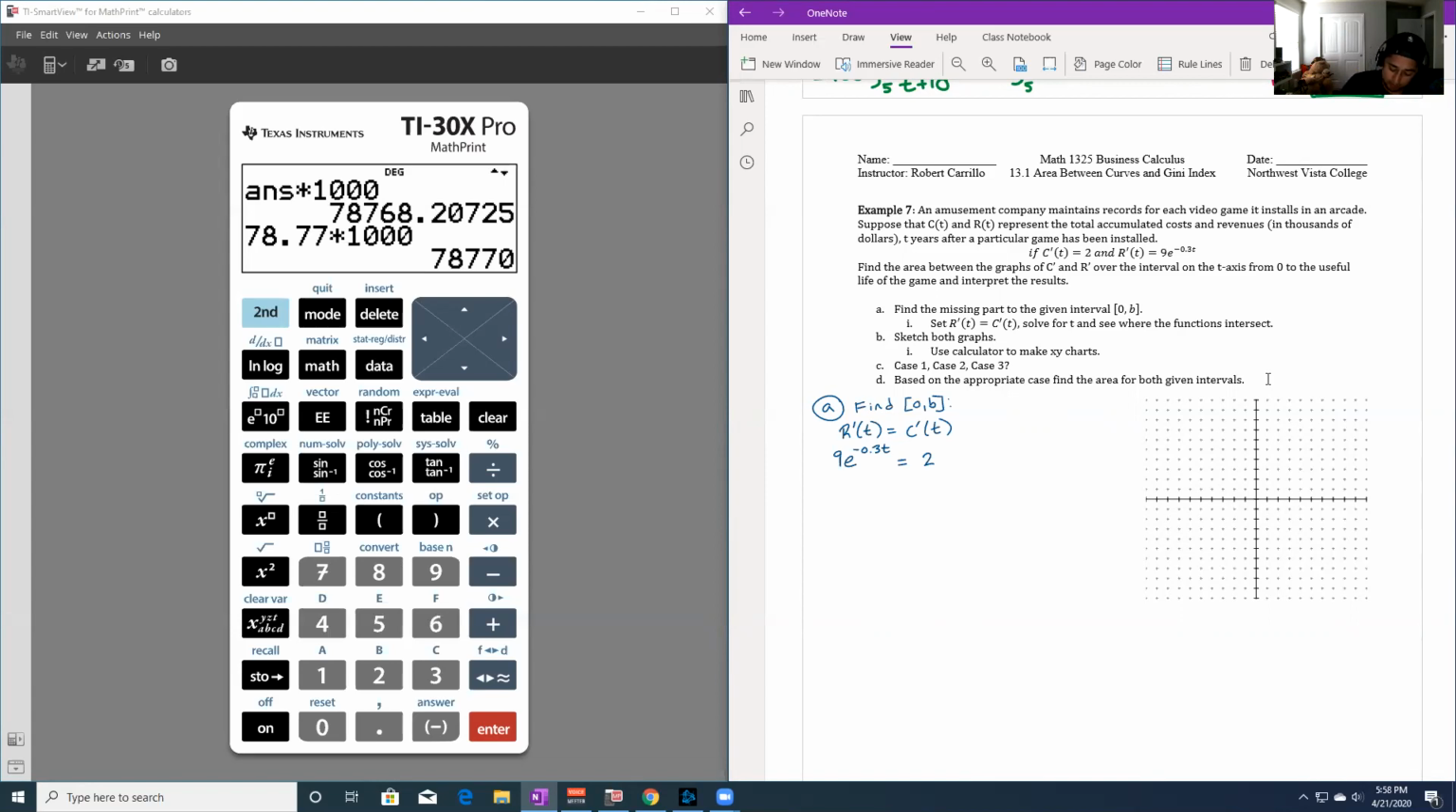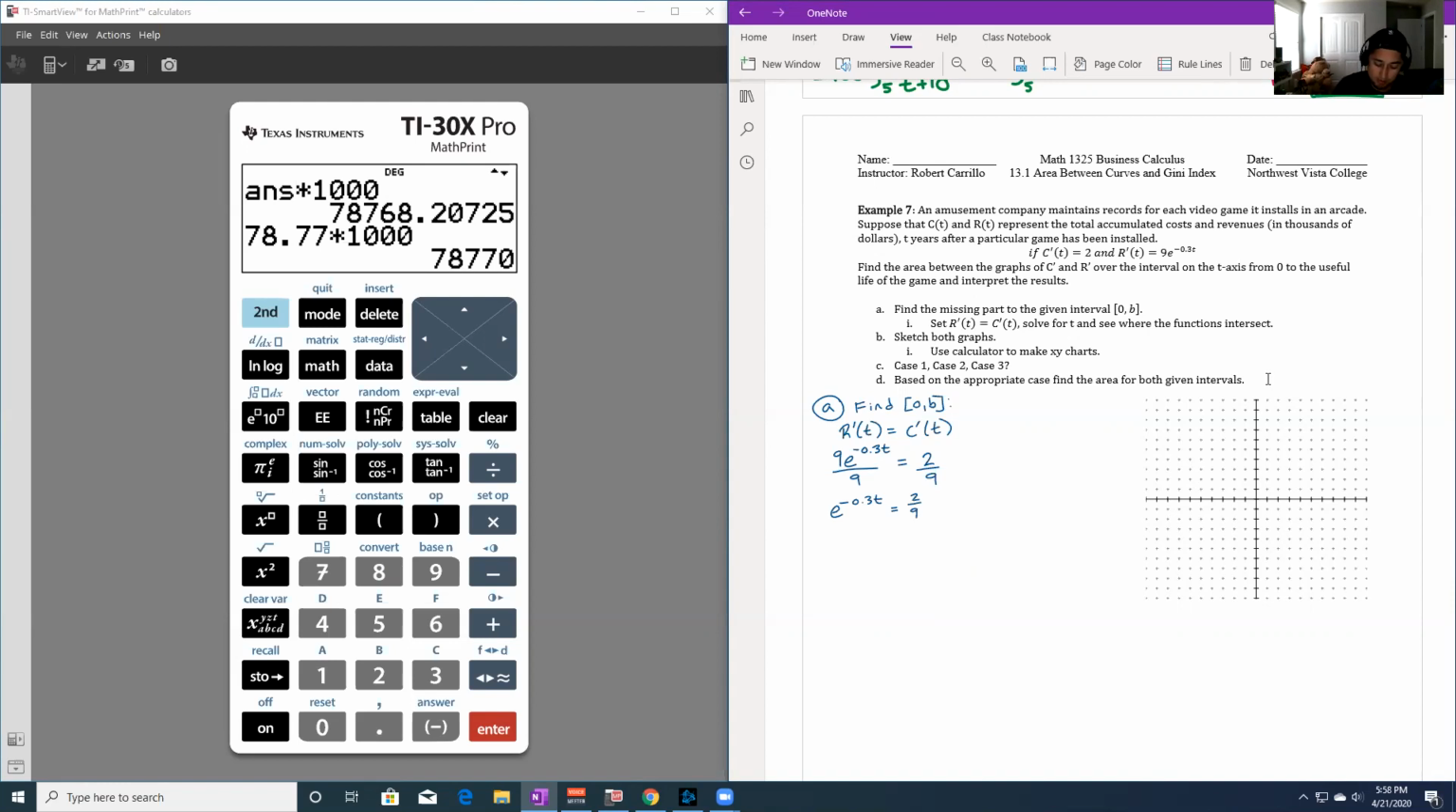So our job here is to solve for this T. That's our goal. To do so, we need to get e by itself. So the first thing we're going to do is divide that 9 off. Divide by 9. Then we get e to the negative 0.3 T equal to 2/9. Okay. Now the question is, how do we get that T down?